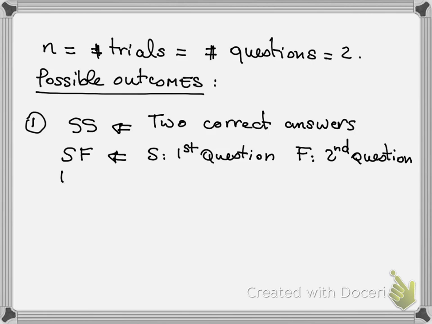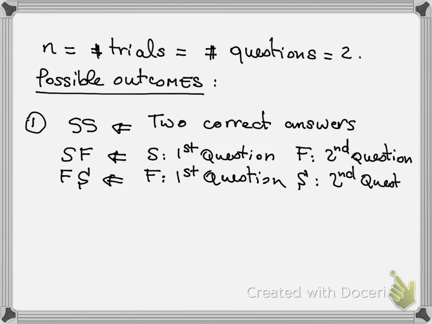Or we can fail the first question, right? And we can succeed to answer correctly the second question. So in this case, we have an F in the first question and an S in the second question. The last case is when you fail the two questions, so when you get two wrong answers. So we get F in the first and F in the second.